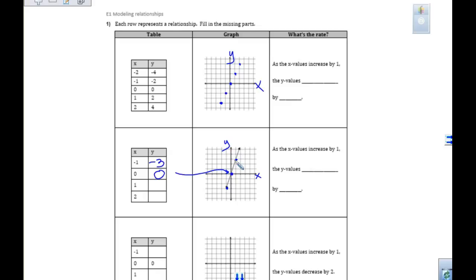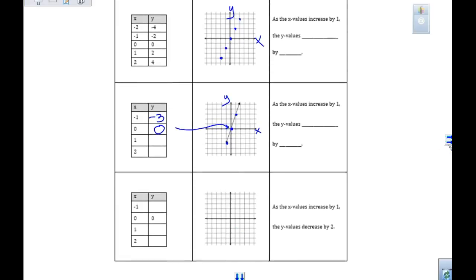In the last one on this page, it says the x values are increasing by 1, the y values are decreasing by 2. And they give you this 1 point. So, if the y values are decreasing by 2, at 1, where should this be? If it was at 0, it should now be at, decreasing by 2 would be -2. So at 1, down at -2. And you should be able to fill in the rest of these, and then you need to answer this side of the question.